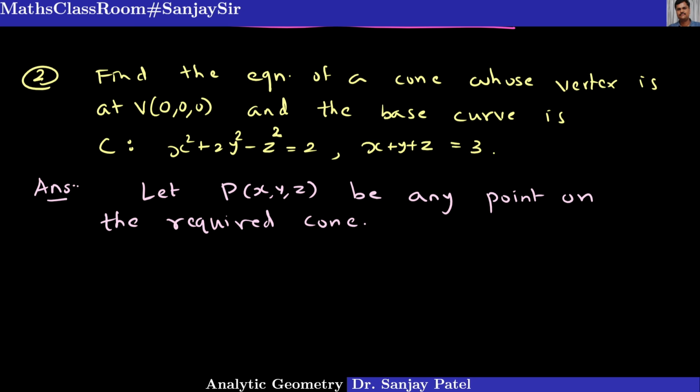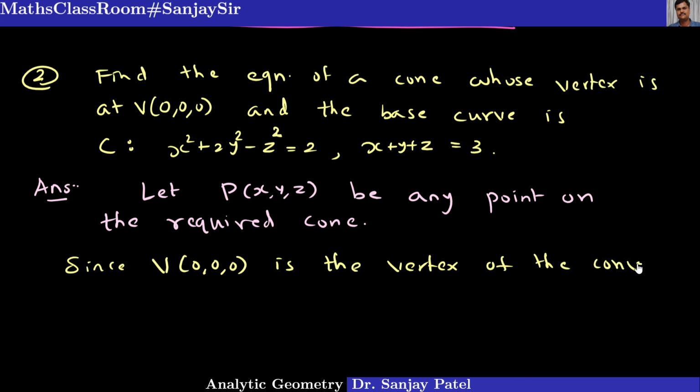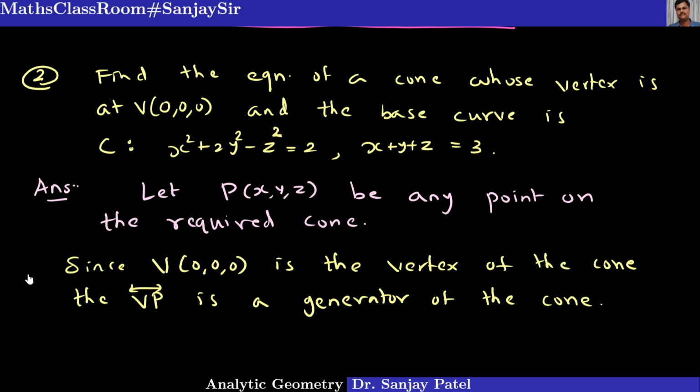Since the point V(0,0,0) is the vertex of the cone, the line VP, the line joining V and P, is a generator of the cone. Okay. So you must write this way.